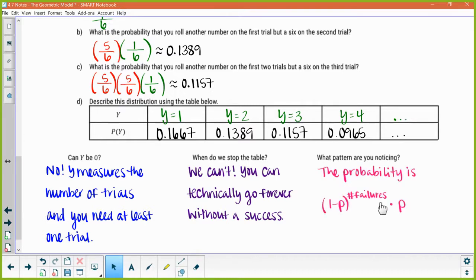Well, we talked about how we're taking our probability of failure. So in this case, it would have been 1 minus 1/6, which gave us our 5/6, to the power of however many failures we encounter first, then times the probability of success. So this is kind of building up the formula for the geometric model. So I'll give you a second or two to copy this down, and then we will talk about the formula.